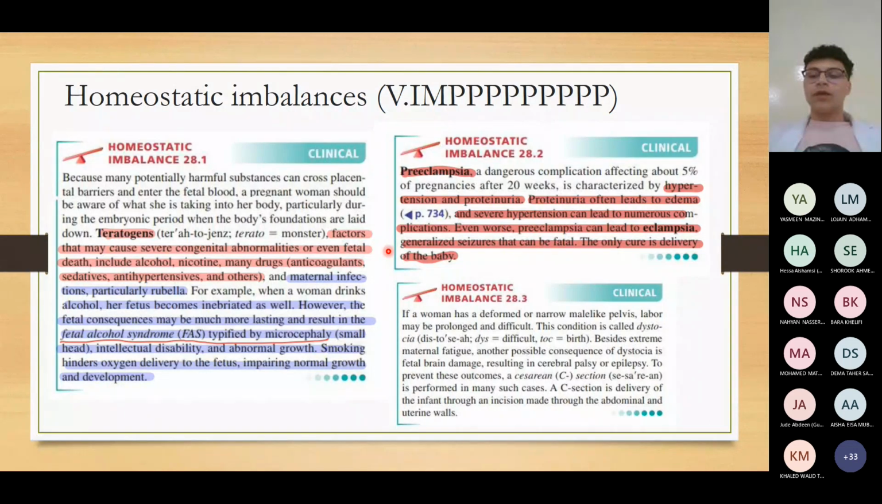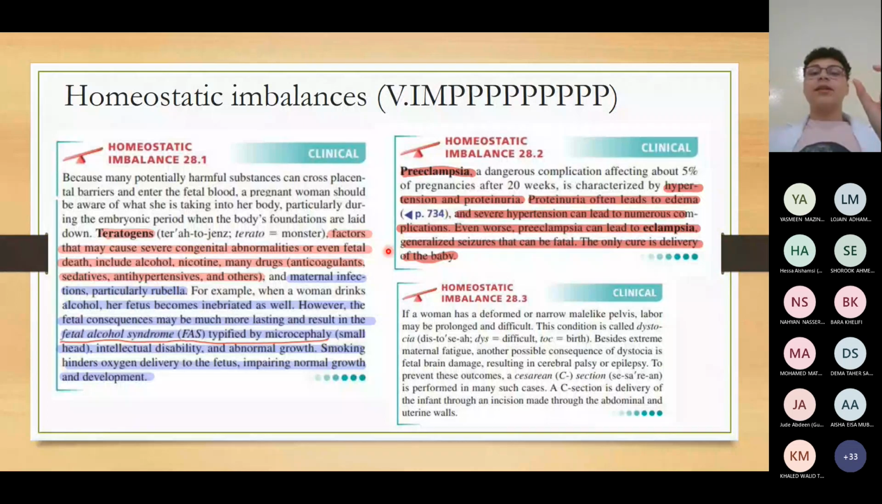High blood pressure, I guess. High blood pressure. Yes. So the mother is going to have some hypertension and proteinuria. So what do you mean by proteinuria? Proteinuria, basically you're going to have excess protein in the urine.